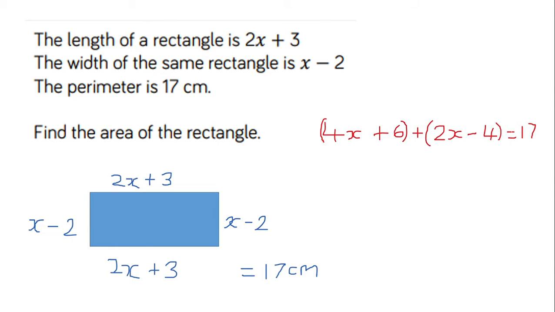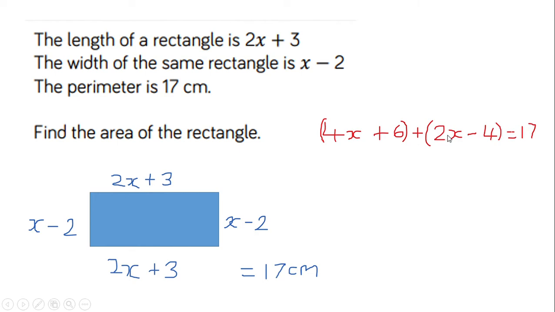Okay, so what I did is I put these two together. So 2x plus 3 and 2x plus 3 is the same as 4x plus 6. I'll put that over here. I've then got my x minus 2 and my x minus 2. Well, that's the same as 2x minus 4, and I'm going to put that over there. They equal 17. Now I'm going to remember this. I want to get my x's all together so I can eventually find out what x is. So I'm going to see if I can get my x's together somehow.